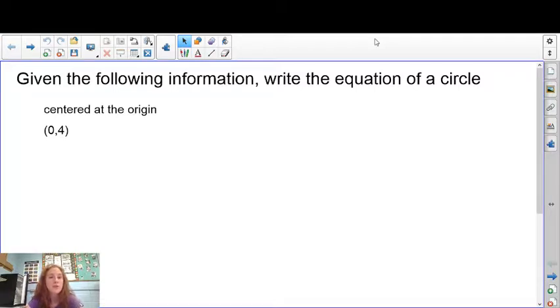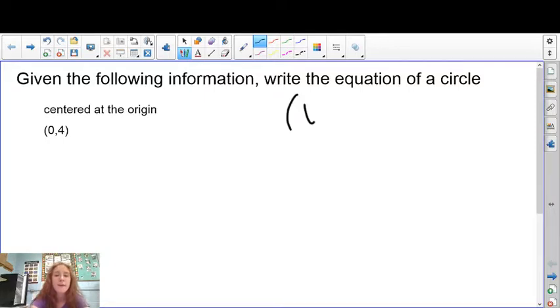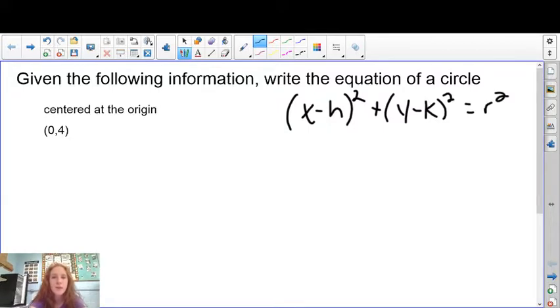So first, we're just going to start with basics of writing the equation like we did yesterday. So we see that we have the center of the circle at the origin, and I have a point of 0, 4. So I need to determine what the radius is, because remember, it's (x minus h) squared plus (y minus k) squared equals r squared. So I have this information, I have this information, but I'm looking for this information. So that's my goal, is to find it in order to write it.